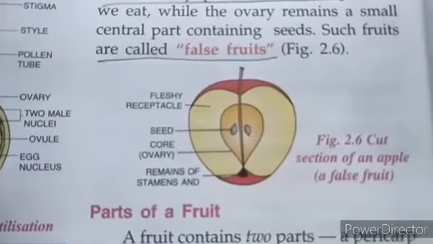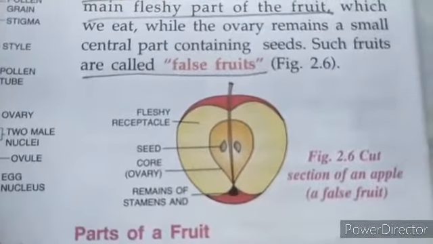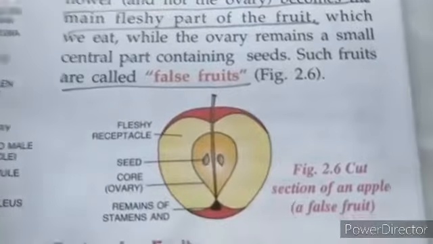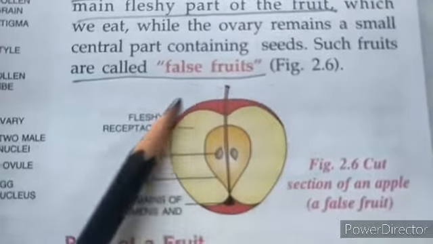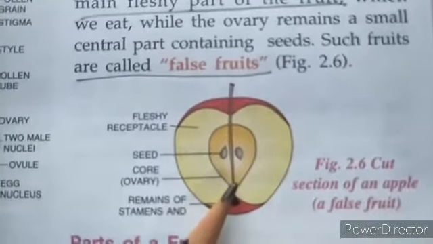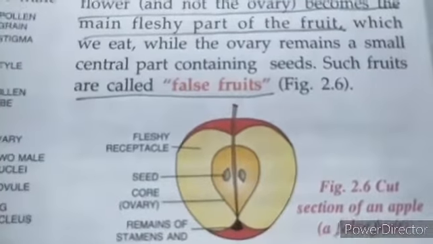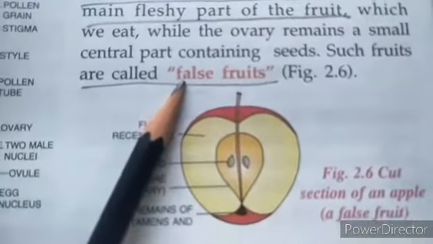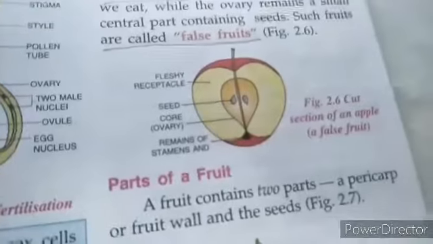Earlier in the lesson we studied that the ovary generally develops into the fleshy part of the fruit. But in some fruits, just like we saw in the case of apple and pear, the ovary does not develop into the edible part. Rather, the thalamus has developed into the edible part, whereas the ovary remains within as a non-edible part holding the seeds. So, fruits that are developed not from the ovary but from the thalamus are known as false fruits. I hope the concept of false fruits is clear by now.